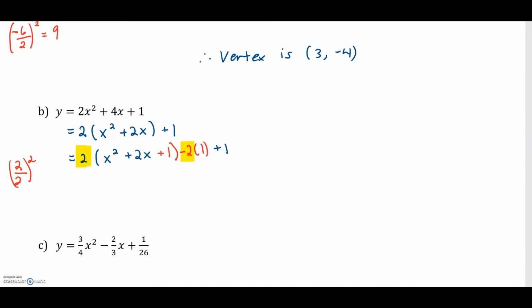Now we have a perfect square trinomial that we can factor. We have 2 times x plus 1 squared, and then we are subtracting 2 and adding 1, therefore we're left with negative 1. And we can identify the vertex as being negative 1, negative 1.